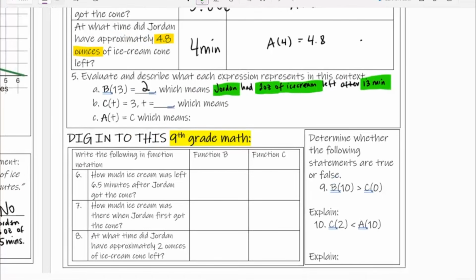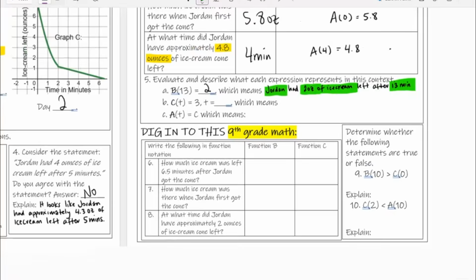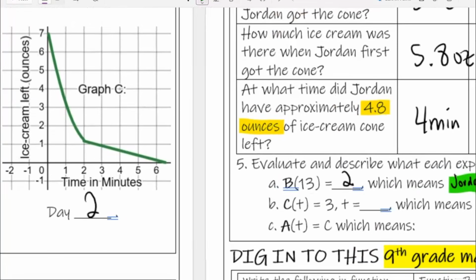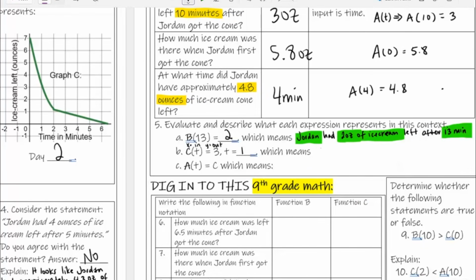See if you can do this next one. C, which means I'm looking at graph C. C of t is equal to 3. So I don't get my input, I've got my output. Remember, my input is x and my output is y. My output should be 3 on graph C. Here's the number 3. I go across to the graph and then down to my input. My input is 1, so t is equal to 1. So what this means is C of 1 is equal to 3.